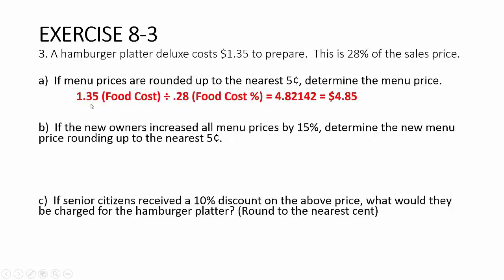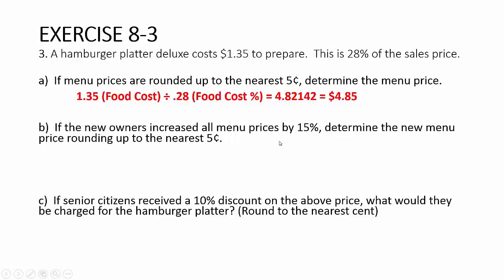So our food cost of $1.35 divided by our 28% food cost percent gives us $4.8142, and we need to round that off so it ends in 5 cents. So there's dimes, there's cents, so this too must become a 5. It's either going to be a 75 or an 85, and 82 is much closer to 85, so that's rounding up to the next number that ends in 5 cents.